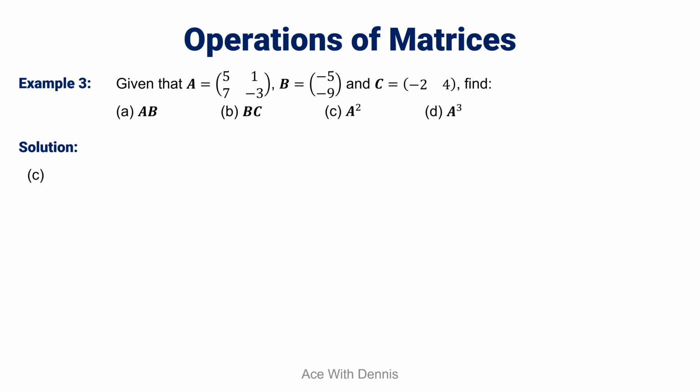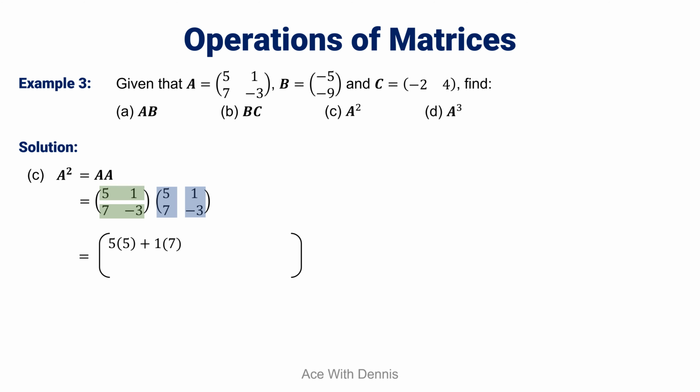Alright, now move on to C, matrix A square. So it is equal to matrix A times matrix A, which is matrix 5, 1, 7, -3 times matrix 5, 1, 7, -3. Alright, so first we will visually group the elements for the first matrix horizontally and visually group the elements in the second matrix vertically. Alright, the result will be: the first element is 5 times 5 plus 1 times 7.